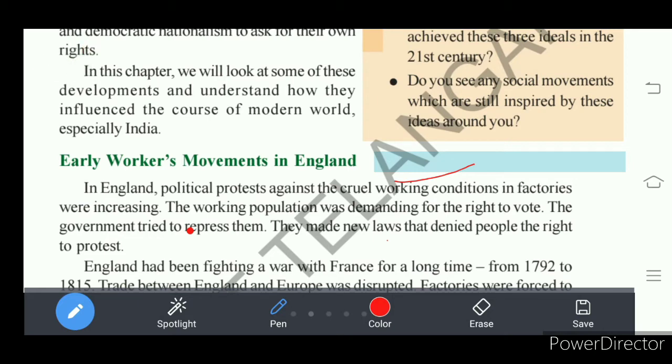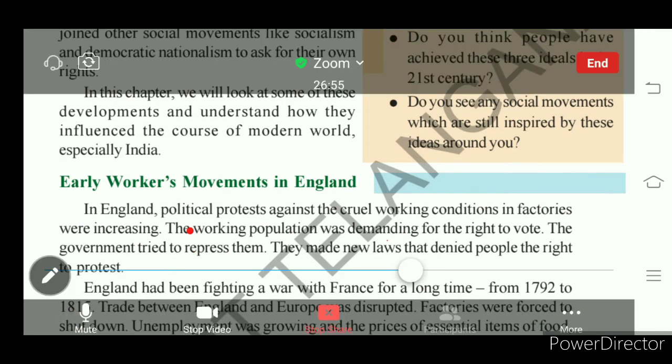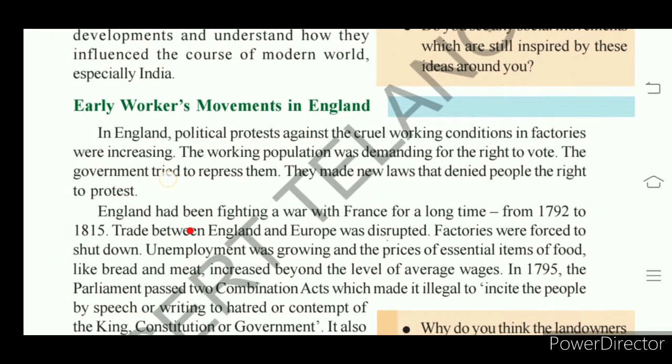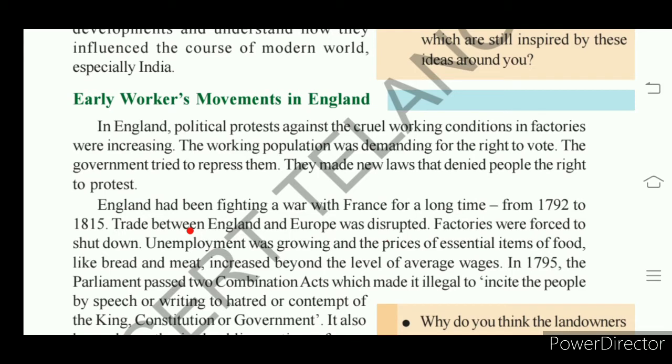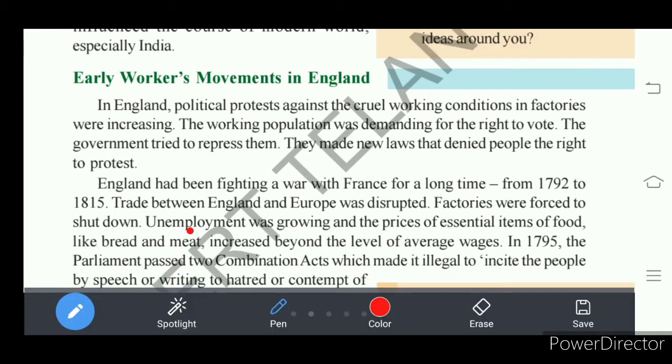Against the cruel working conditions, the working class started a movement in England. Understand? That was an early workers movement. This working population demanded especially the right to vote. Right to vote was not given to the workers. In England, right to vote was enjoyed by the industrialists, the upper class people. The working population did not have the right to vote. So the working people demanded and started a political protest for the right to vote. Understand? Whereas the government suppressed them.